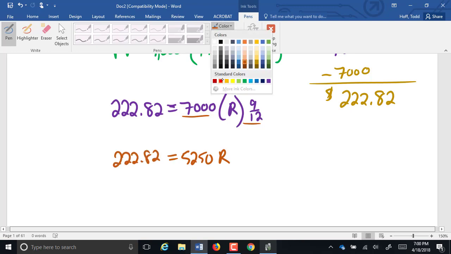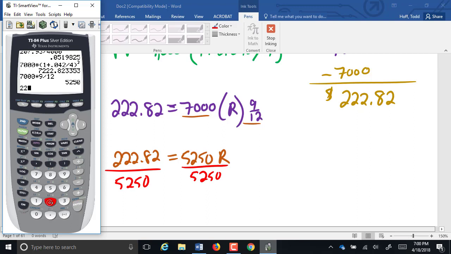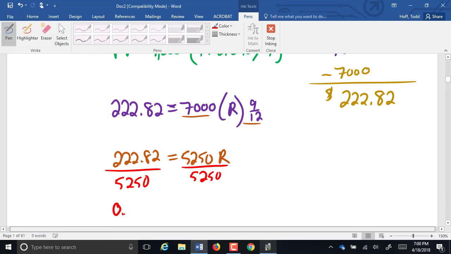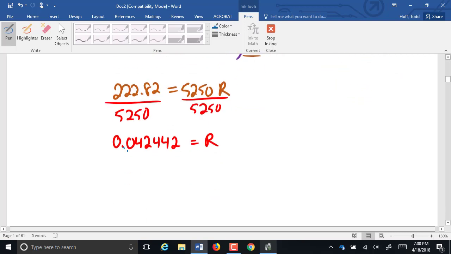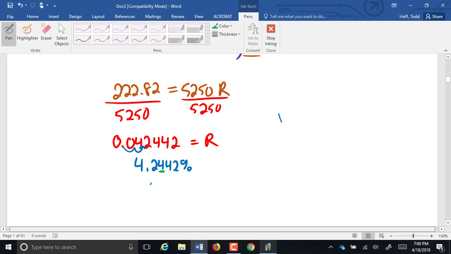And then we solve for R by dividing by the 5,250. So 222.82 divided by 5250. 0.042442. And then, of course, we make it a percent. Move the decimal point, 4.2442%, and we round to the 100th. That's 4.24% is our effective rate. Any questions there?